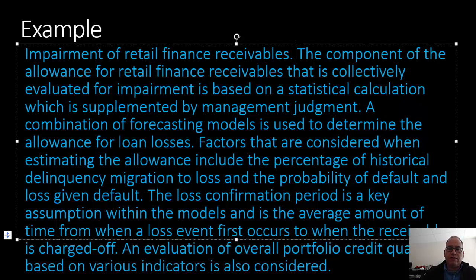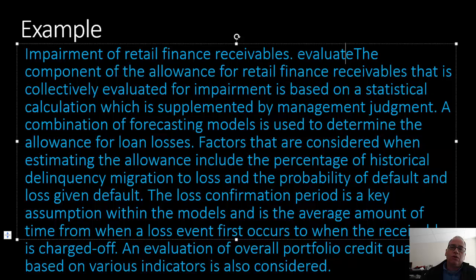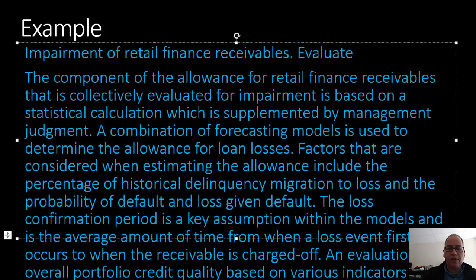So let's move that forward. And now who is doing the action? It's very interesting because when you read the sentence, you have no idea who's doing the action. I'm going to make a new space here at the bottom. The component of the allowance for retail finance receivables that is collectively evaluated is based on who's doing the evaluation? Management. Or I'm going to do something very dangerous. We. Because we are writing this, we are management.